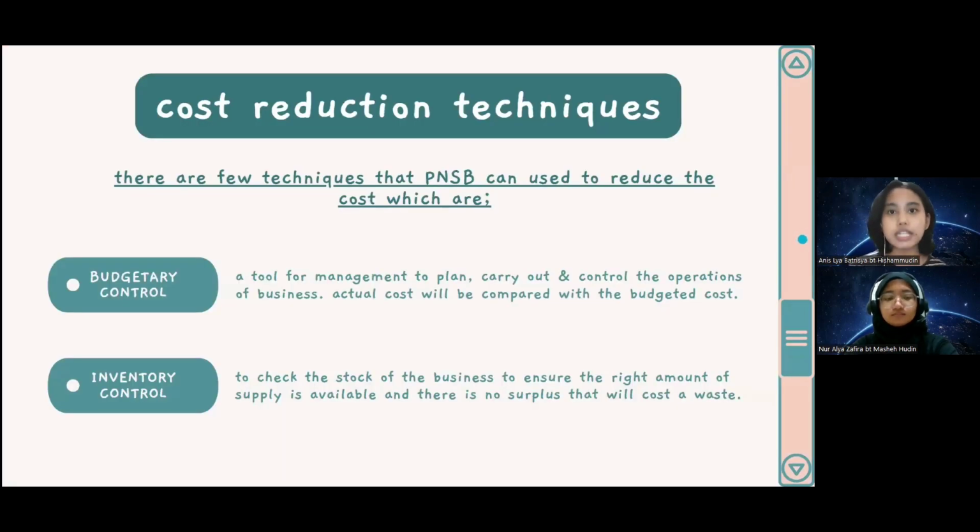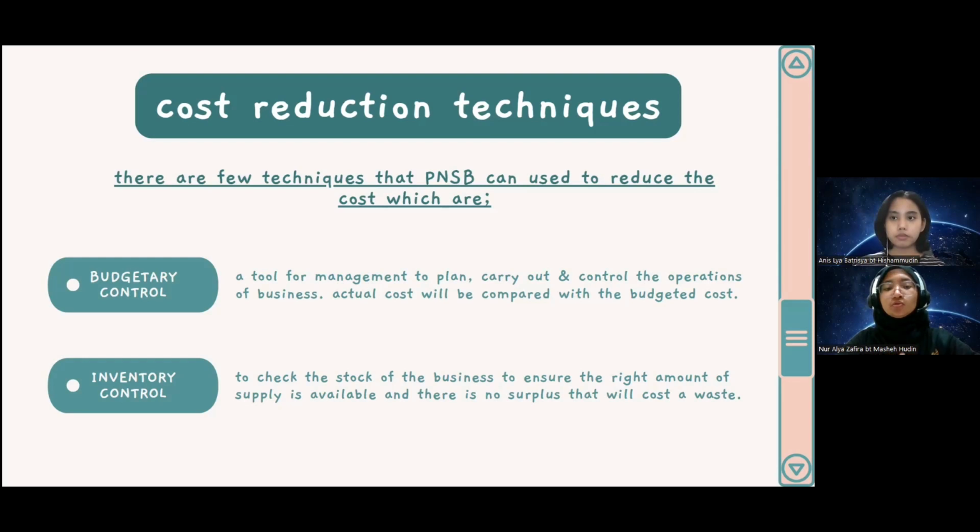So the next one is cost reduction techniques. Alia will explain it to you. Okay, so now I'll be explaining about the cost reduction techniques. There are a few techniques that Perabot Nusajaya Sdn Bhd can use to reduce the cost, and the first one is budgetary control.